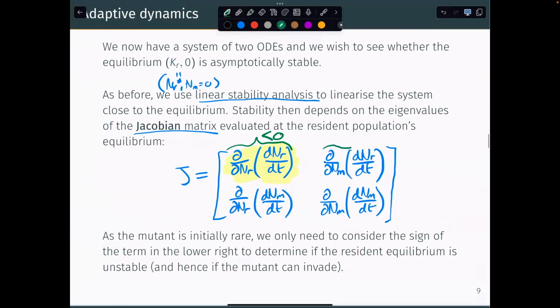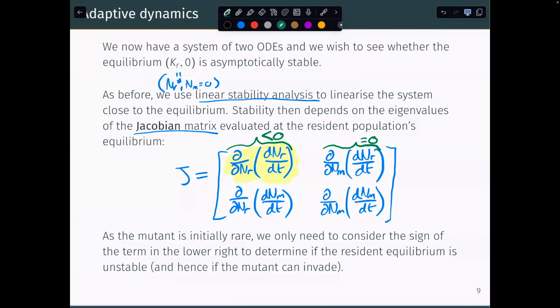How about this term on the top right? We've got dNR/dt, the rate of change of our resident population with respect to our mutant. Any ideas about what this might be? 0? Yeah, great. Why do you think it might be 0? Isn't the mutant constant? So the mutant isn't constant, but it's very, very rare.